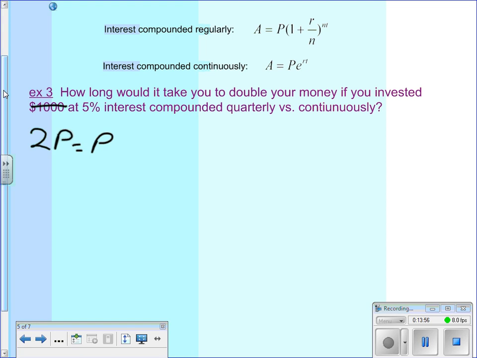So that's irrelevant. 1 plus my rate was 0.05 over N. N is compounded quarterly, so that's how many times a year? 4. It's 4t.